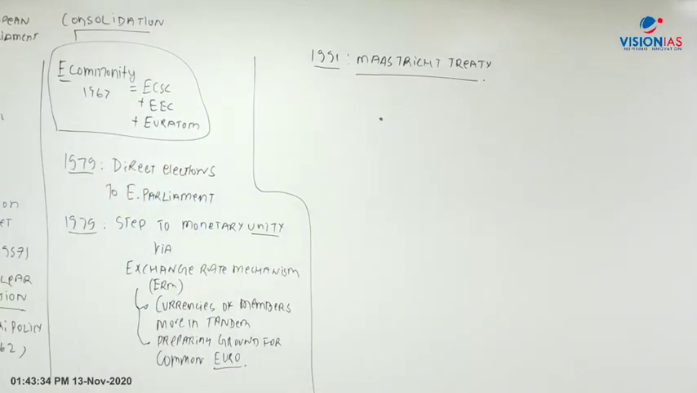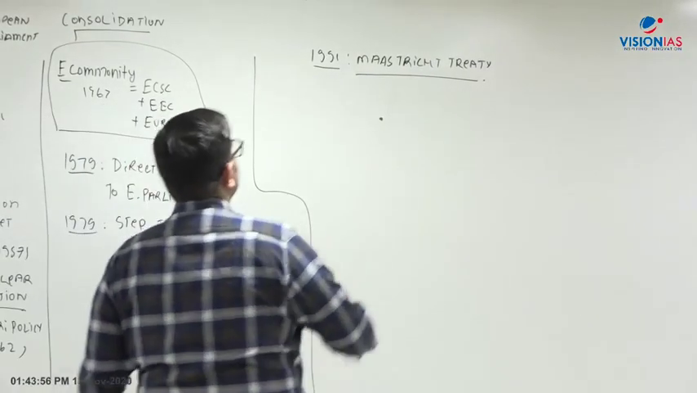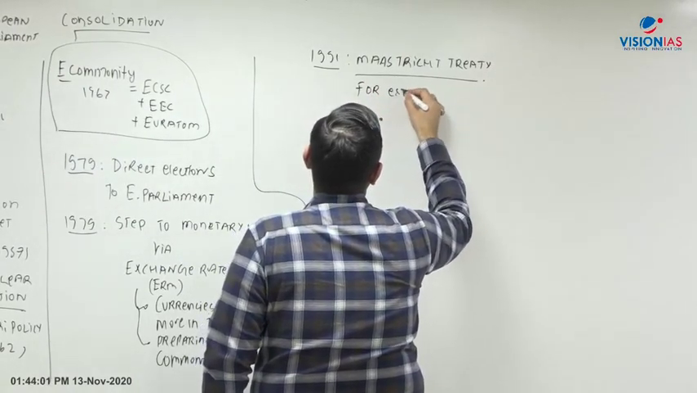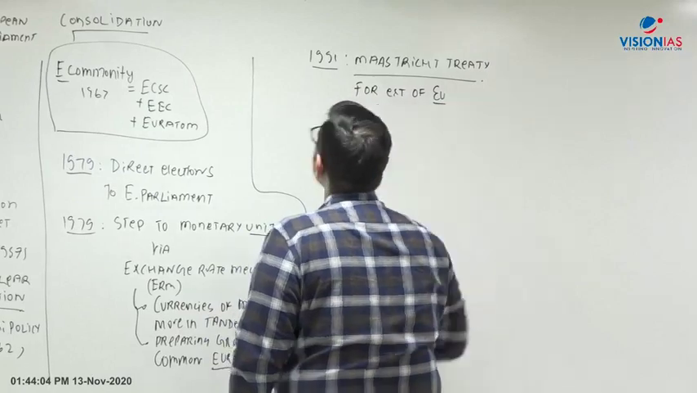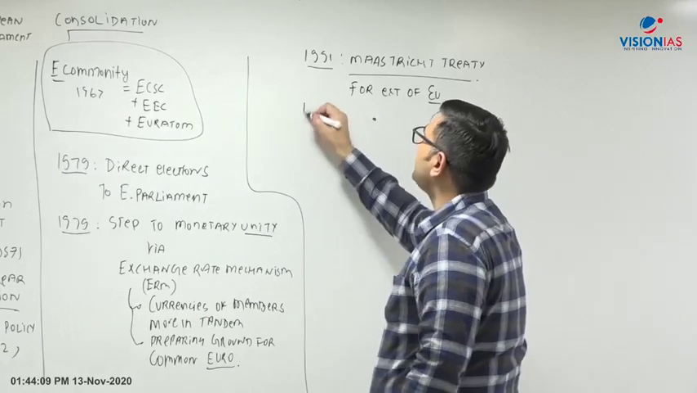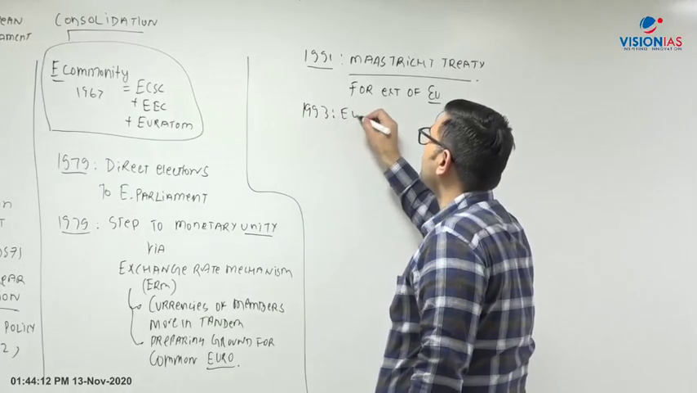As per this treaty, a decision is arrived at that we are going to have a European Union. For the establishment of the European Union, the EU, this Maastricht Treaty is arrived at, and finally in the year 1993, the European Union is established.